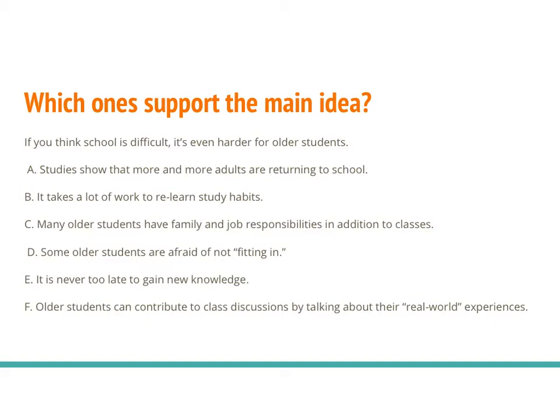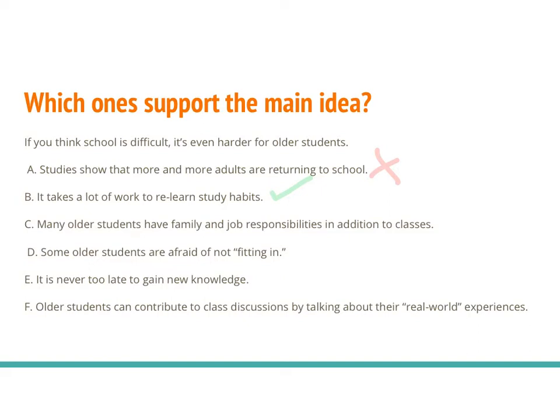If you think school is difficult, it's even harder for older students. So now we're going to look at the details and see which ones support this idea. Studies show that more and more adults are returning to school. So this addresses the topic, which is adults in school, but it doesn't demonstrate that school is more difficult for adults, so it doesn't support the main idea, even though it might kind of seem like it does. It takes a lot of work to relearn study habits. This is directly talking about why school might be more difficult for adults.